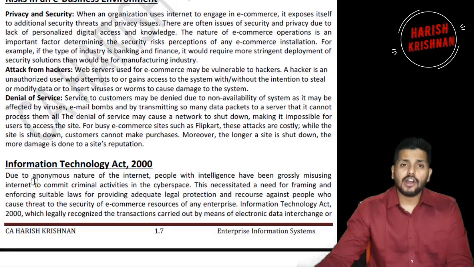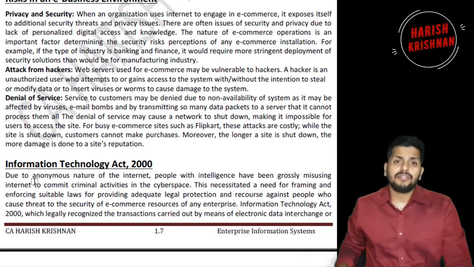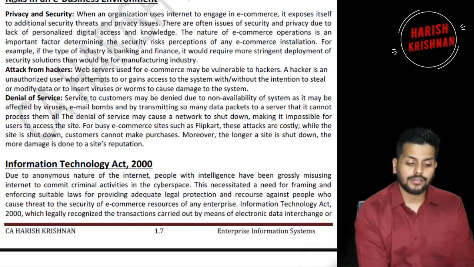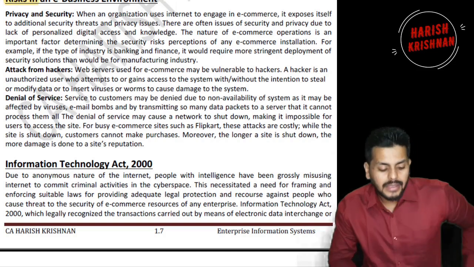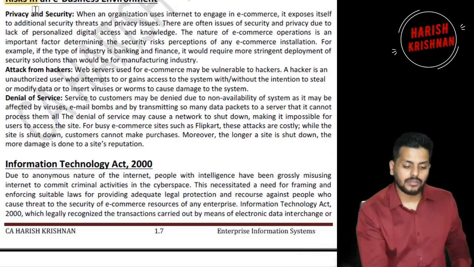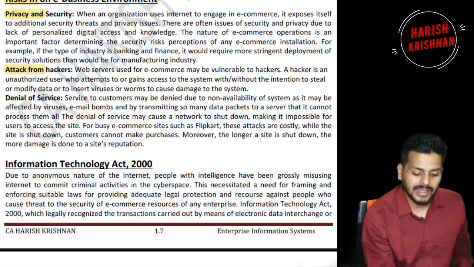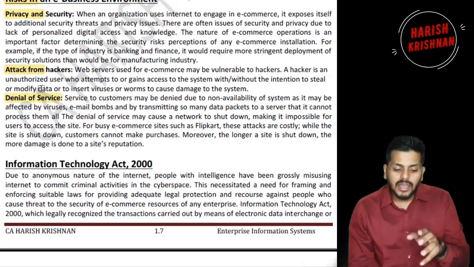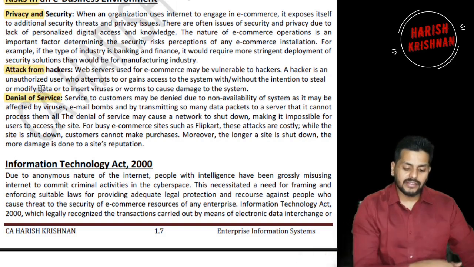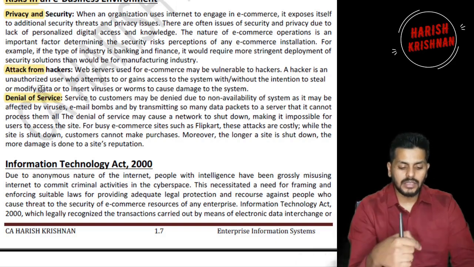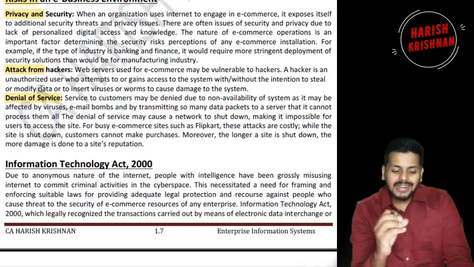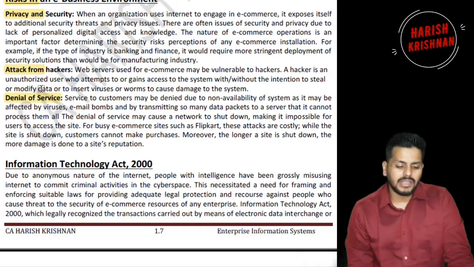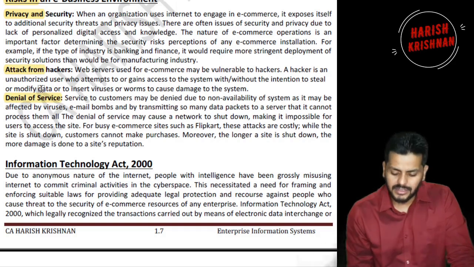And you have a long list of risks. Around 14 to 15 points are there, risks in the e-business environment, and among them three points, that is privacy and security, attack from hackers, and denial of service. These three points are there in your book, it's not that they are not there. Just this change has come here. These three points have been reworded and a better presentation has been given. Let's just have a quick read.